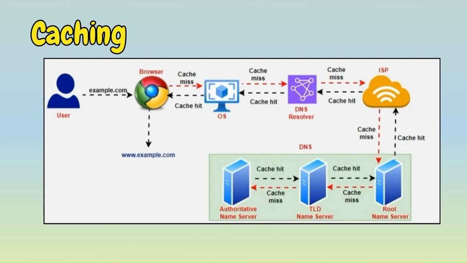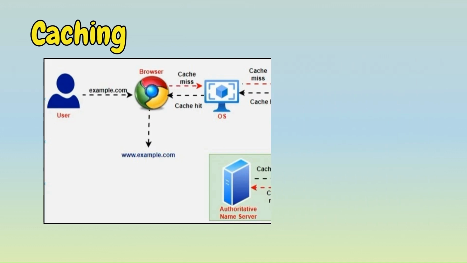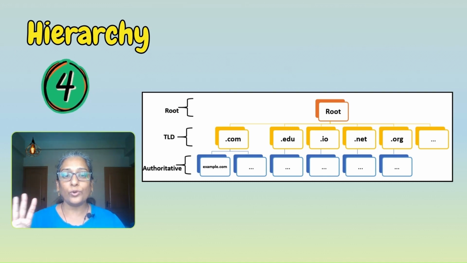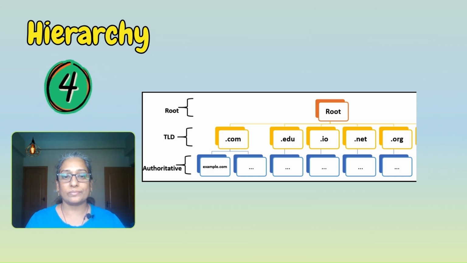Caching plays an important role in reducing the burden on DNS infrastructure because it has to cater to the queries of the entire internet. DNS name servers are structured hierarchically. This allows for scalability and efficient query resolution. There are primarily four types of DNS name servers. Let's discuss each one of them.